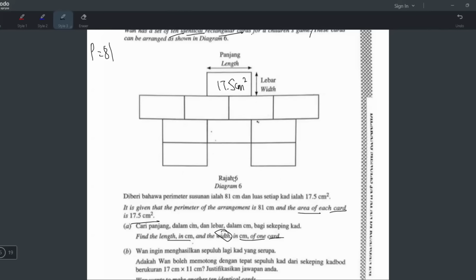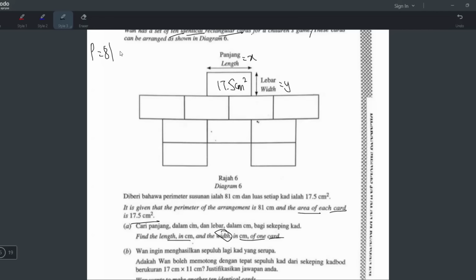Okay, I think the first thing you have to do is let the length be x and the width be y. Because you're trying to find the length and width, so I make them x and y. Now I will use this information to form an equation, and then use the area to form another equation. So I think this is the simultaneous equation chapter. Yeah, definitely simultaneous equations.